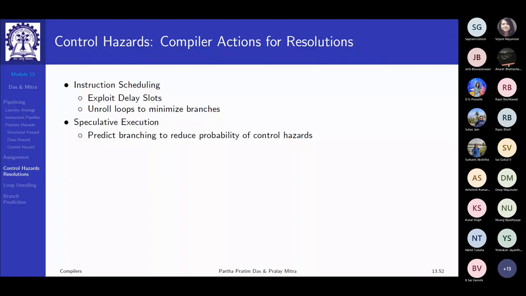So that is one advantage. The other advantage is, in a single iteration, you have a lot more instructions available, which can be rearranged to exploit the delay slots and make effective use of the stalls and so on. Right? So this is what you will see.